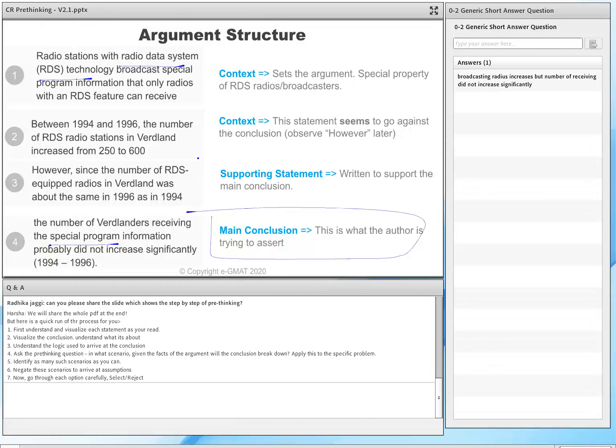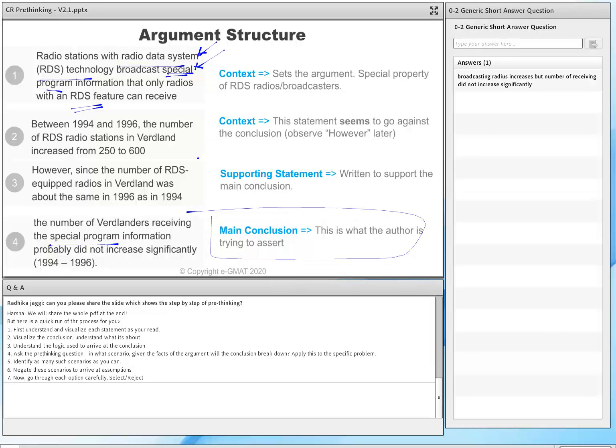In the current world, the equivalent of this would be 5G and cell phone technology. You have probably been hearing about 5G or 4G. What this is saying is that these transmitting stations broadcast something called special program information, which only radios with this RDS feature can receive. So if you want to receive special program information, or SPI, or let's call it special information, you need the broadcasting tower and you need the receiving radio. Both of them need to be there. So if you want 5G capability, your transmitting station should be 5G and you should have a 5G cell phone. Essentially, this is what it's saying.